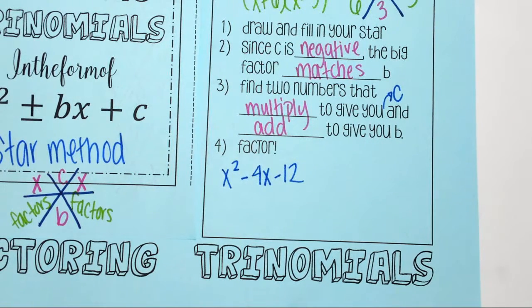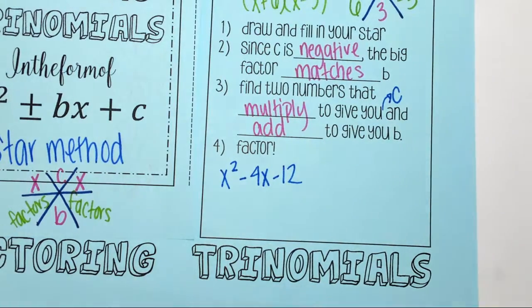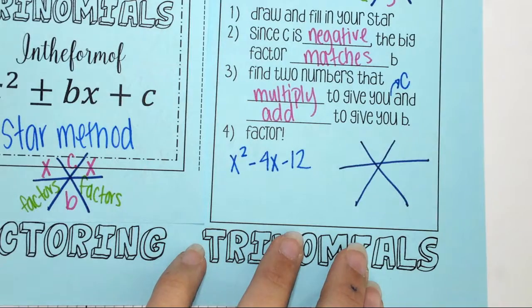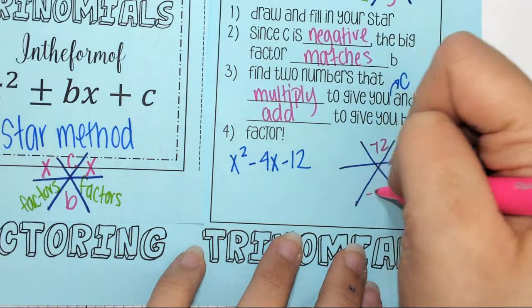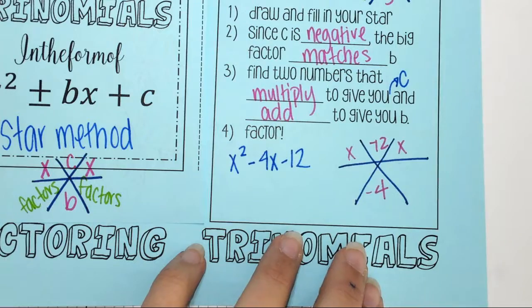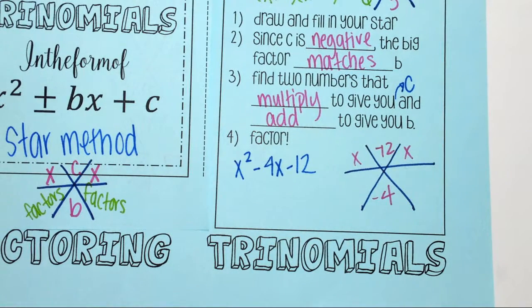Alright, x squared minus 4x minus 12. First, we need to do what? Make a star. And then we need to put negative 12 on the top. What goes in the bottom? And then x and x. What two numbers multiply to give you negative 12 and add to give you negative 4?